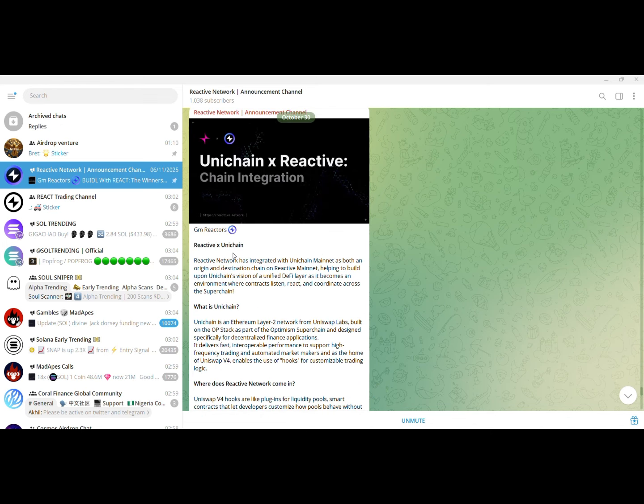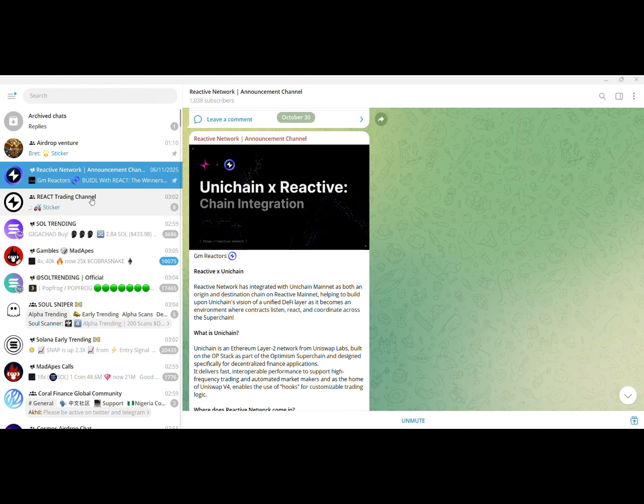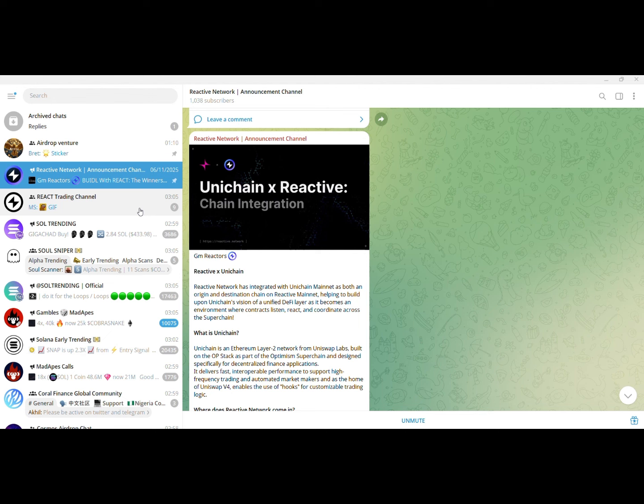And apart from this channel, there is another important channel, which is the trading channel for React. These Telegram channels are a good source to do your research, just to get a basic idea about the coin. You can always do your research via CoinMarketCap.